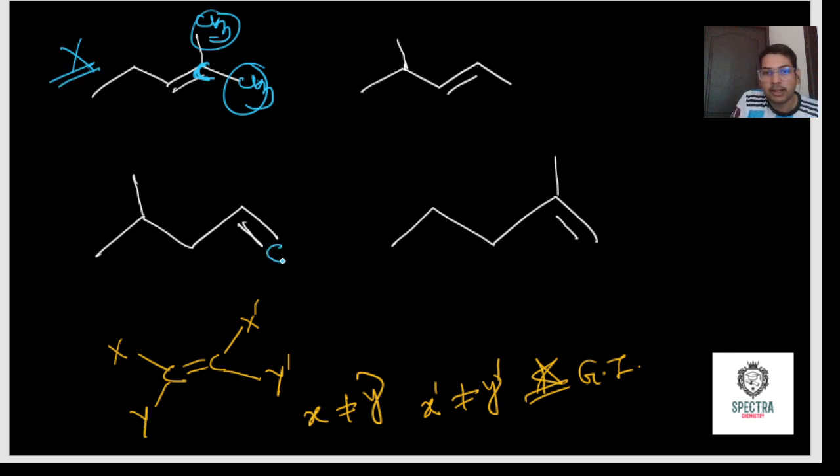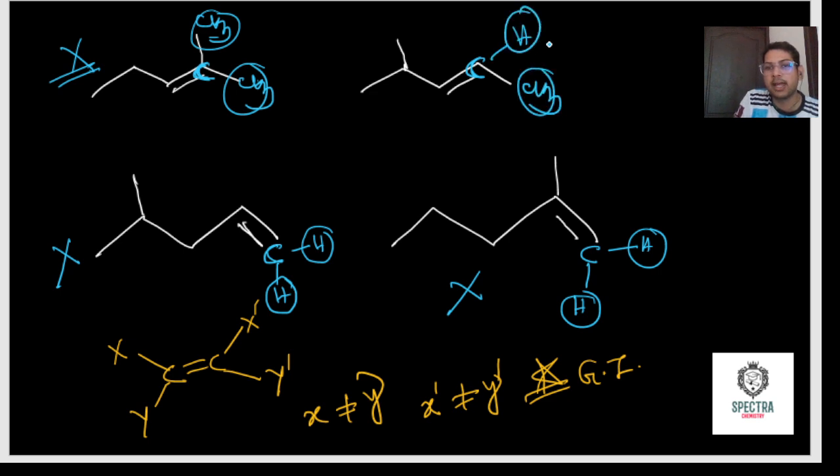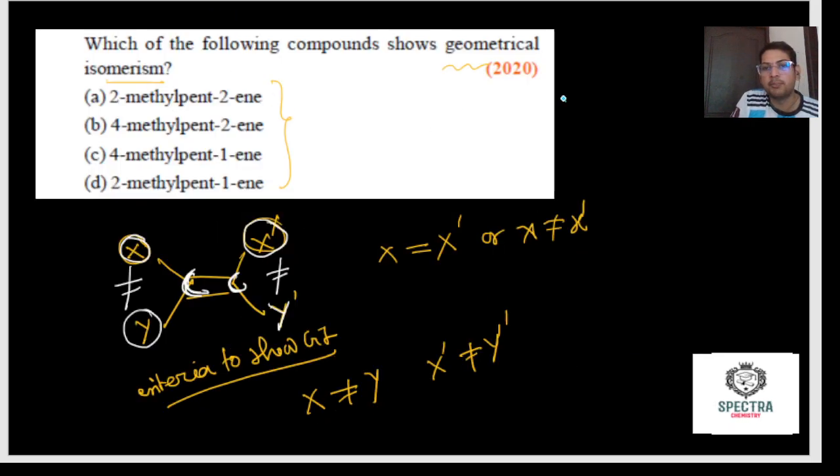Now you come here, you have CH3 and H. Both are the same, it is not your answer. Why? Because carbon has tetravalency, so you have to satisfy the tetravalency by adding hydrogen. You come here, this carbon has 2 hydrogens, both are the same, this is not your answer. So definitely this will be your answer. But let's check: this carbon has a methyl group and a hydrogen, so they are not the same. This carbon has this group and this hydrogen, and they are not the same, which means this will be your answer. So option number B will be your answer.